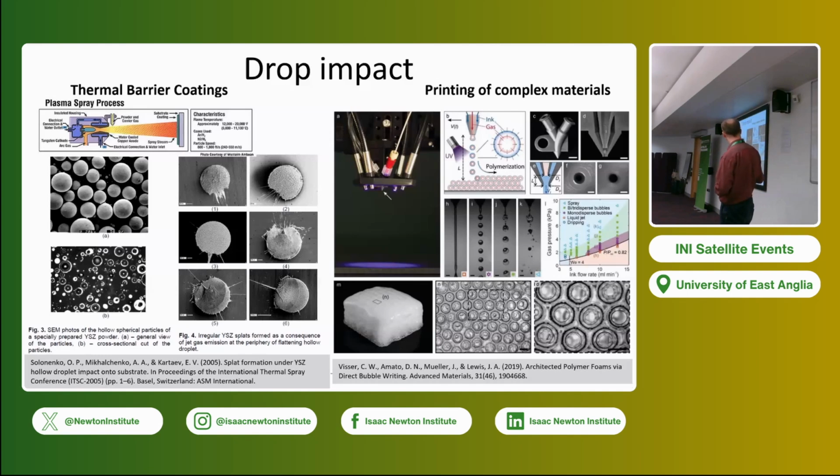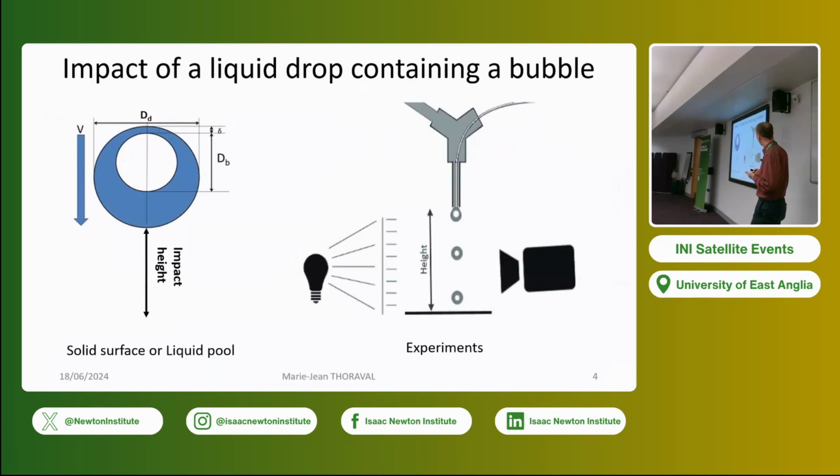So this is a method that can be used to produce some nice foam materials where you can control very finely the size of the bubbles. It is very difficult to do with the other techniques. These are the two main applications, and from this we are going to ask some questions on what are the usual questions that we have around droplet impact.